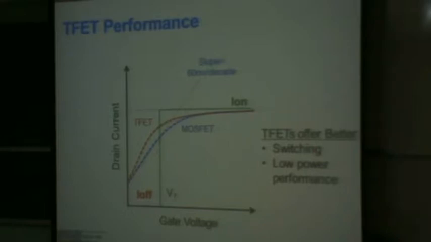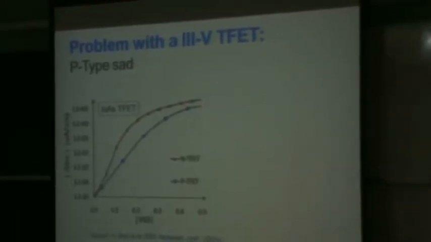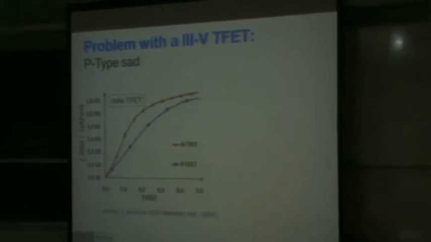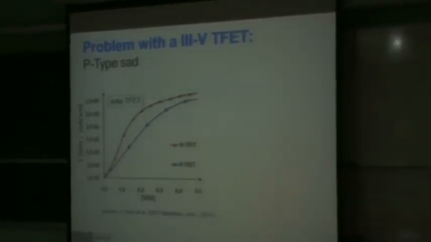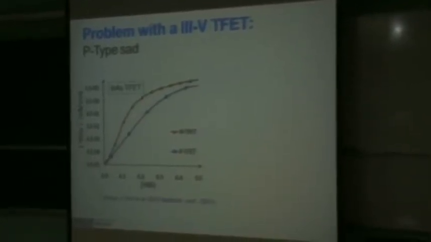But what I'm going to talk about now is an application where we're trying to address one of the big disadvantages of the tunnel FET, at least the 3-5 tunnel FETs, which is that the P-type performance is just sad. If you look at an indium arsenide tunnel FET and compare N-type to P-type, you can see the N-type has that nice sharp turn on, good low power performance, but you don't see that with the P-type.